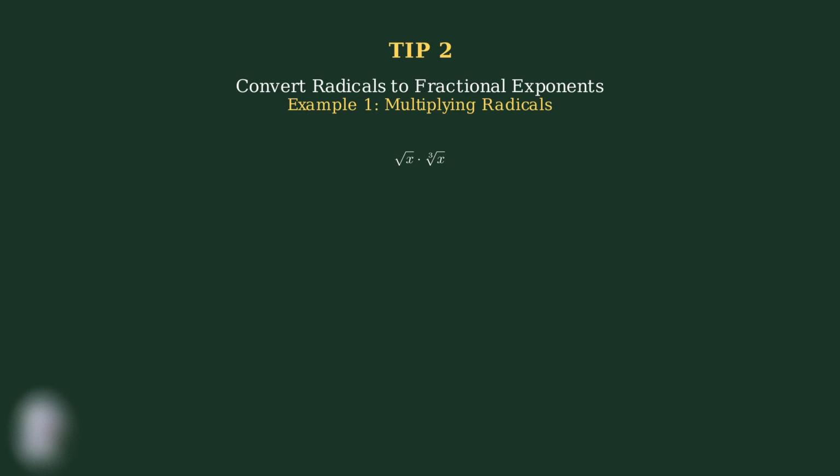Suppose we want to multiply the square root of x times the cube root of x. In radical form, this looks complicated, but watch what happens when we convert to fractional exponents first. We convert the square root to x to the 1/2 and the cube root to x to the 1/3. Now we can easily apply the multiplication rule for exponents. When multiplying terms with the same base, we add the exponents. 1/2 plus 1/3 equals 3/6 plus 2/6, which gives us 5/6. So our final answer is x to the 5/6 power. This would have been much more difficult to see in radical form.